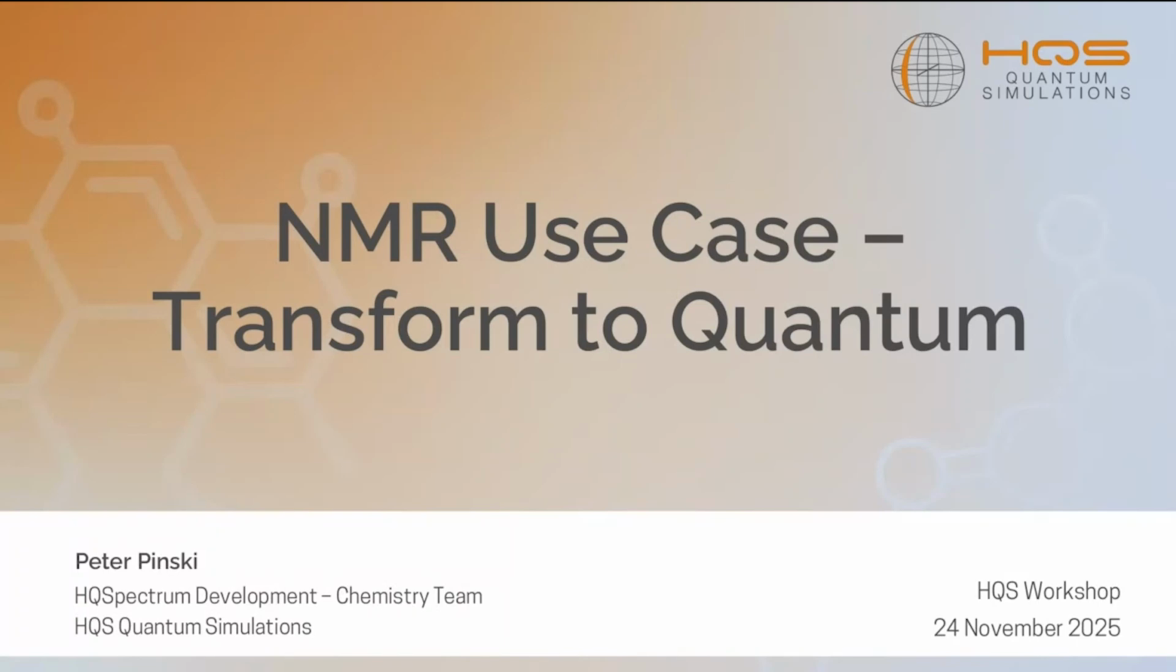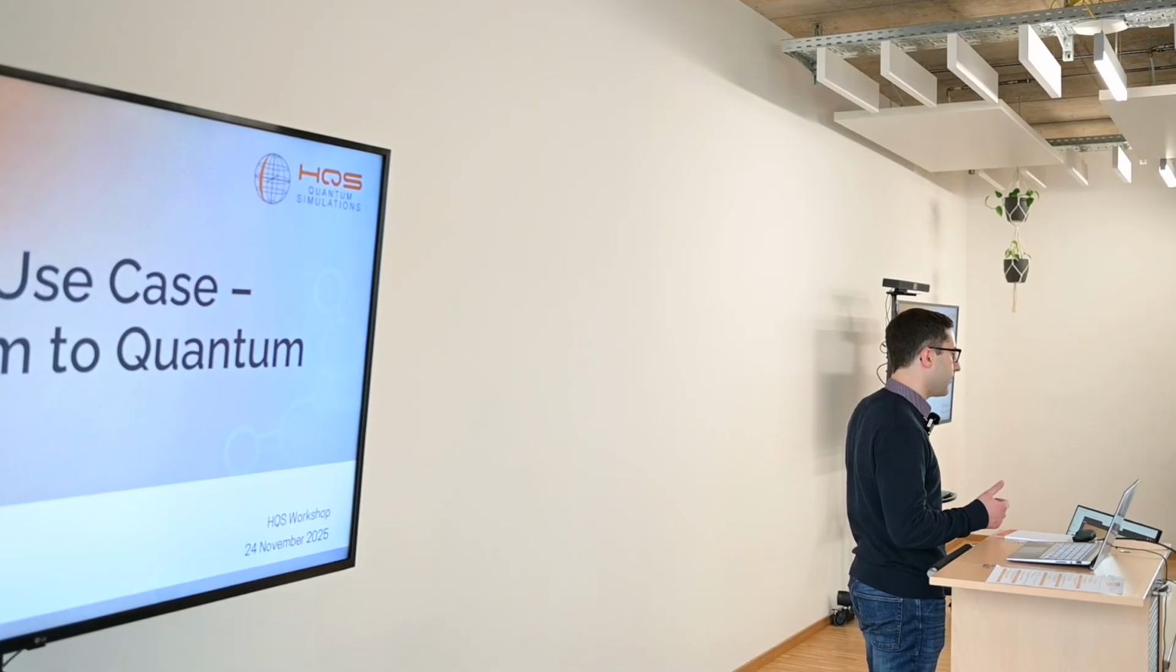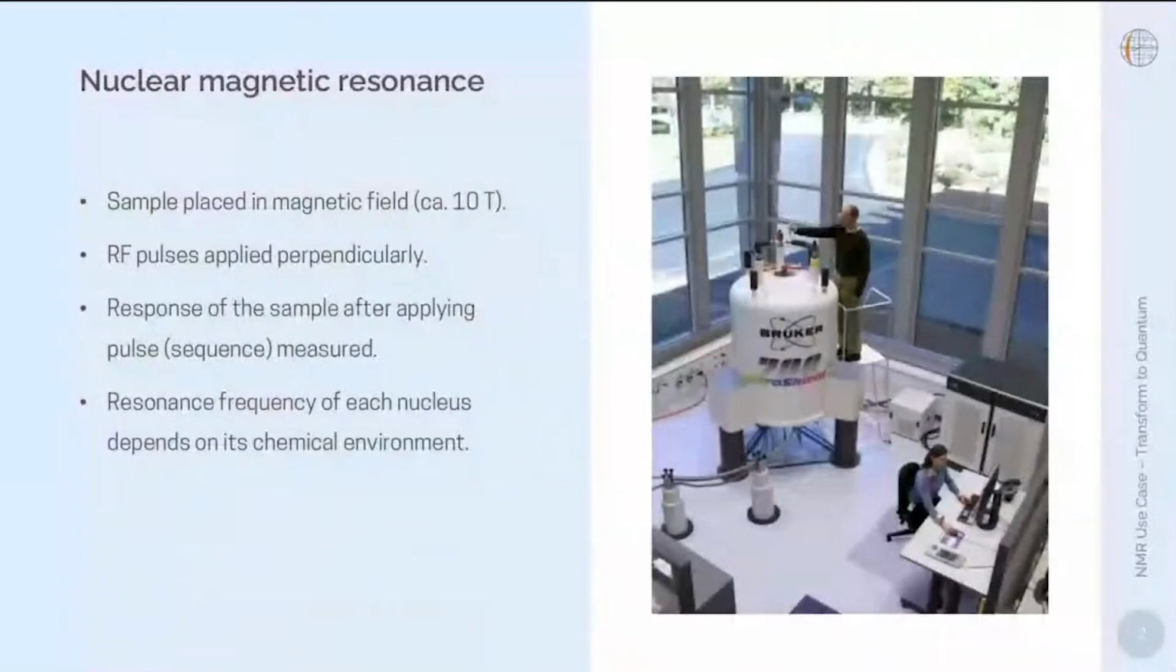I'm going to start with a bit of a view on the practical side of NMR, and then continue with setting up the stage on how to transform the chemical NMR problem into something that can be addressed via spin physics. So, that is what an NMR spectrometer looks like.